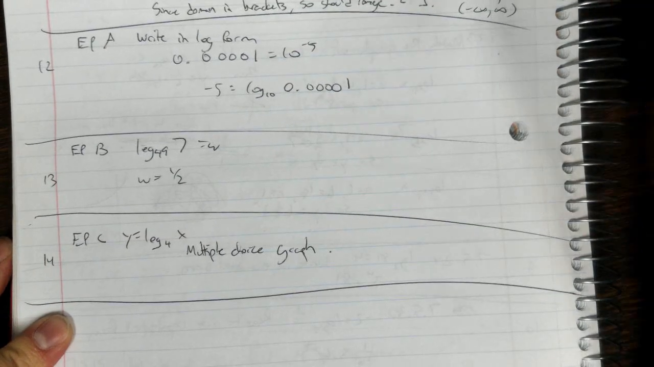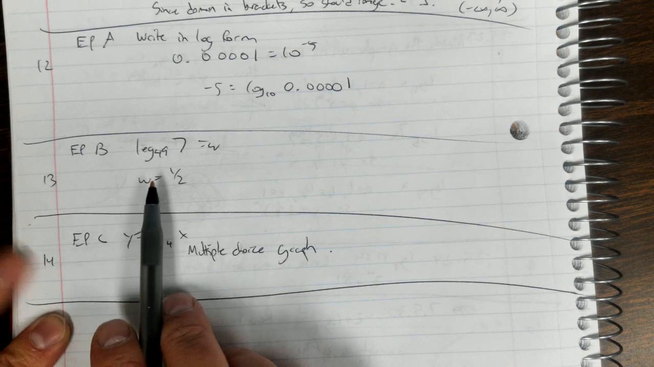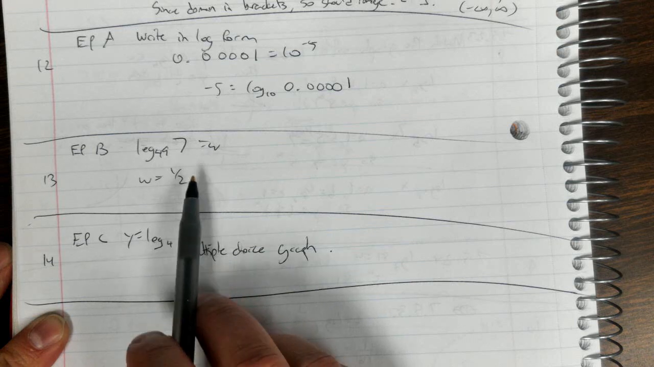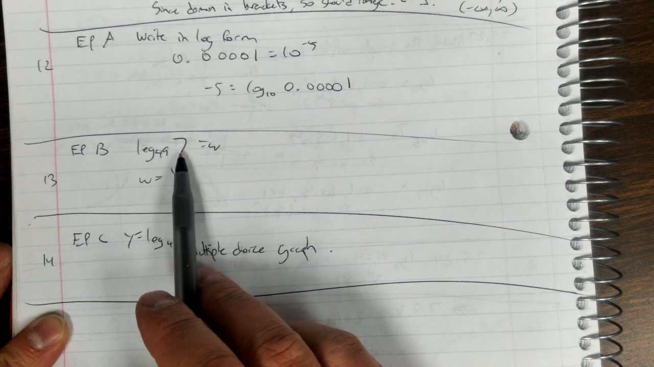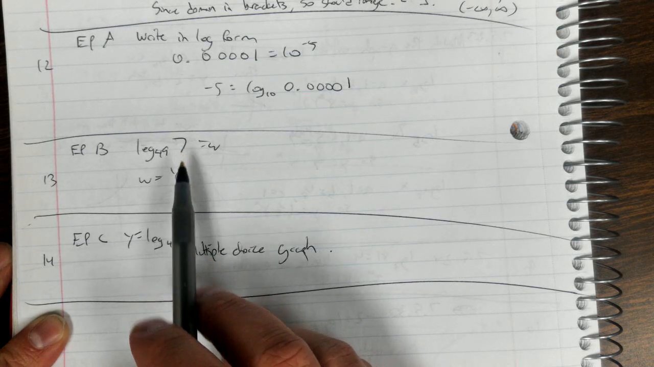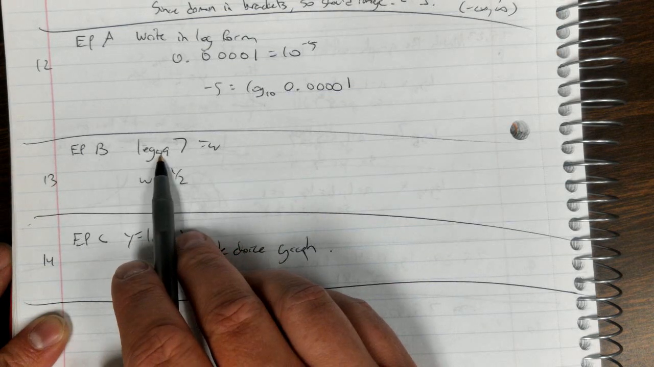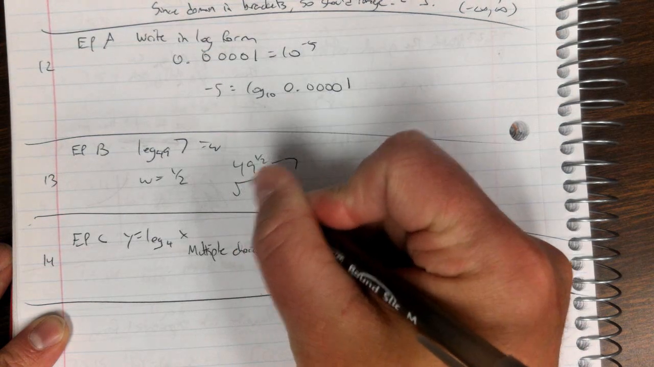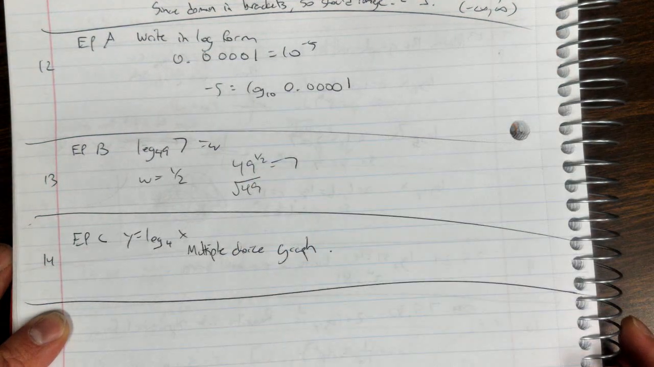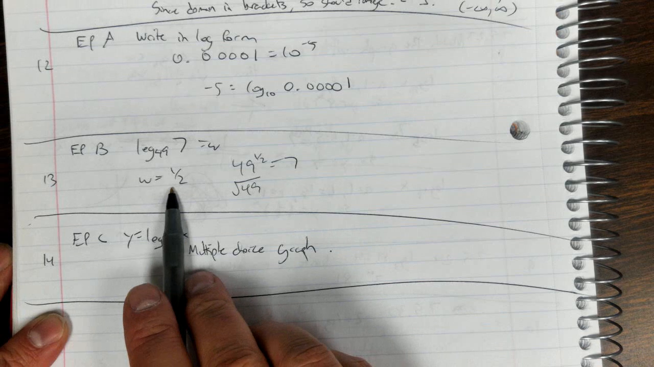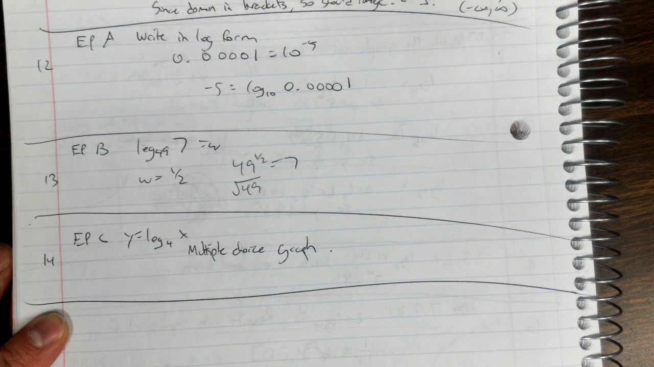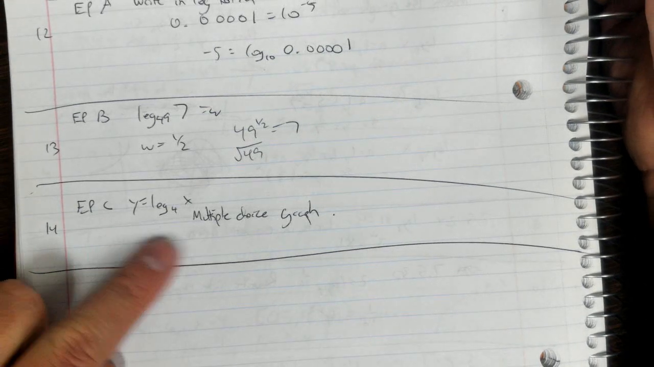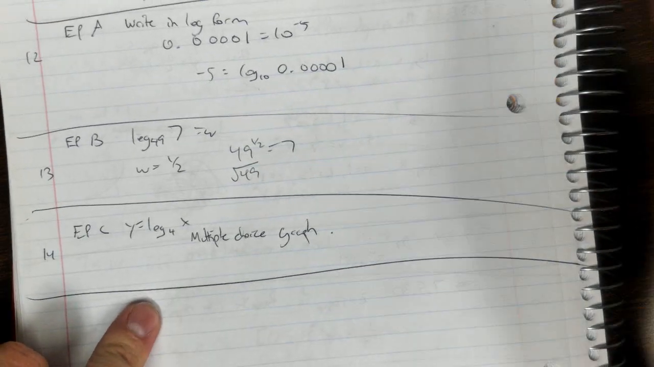Okay, and then the extra practice B, log base 49 of 7 equal W. So then, it's really 49 to the 1/2 equals 7 because the square root of 49 is 7. And so basically W is 1/2. And then the last one, it's just a multiple choice graph. All right, hope that helps.